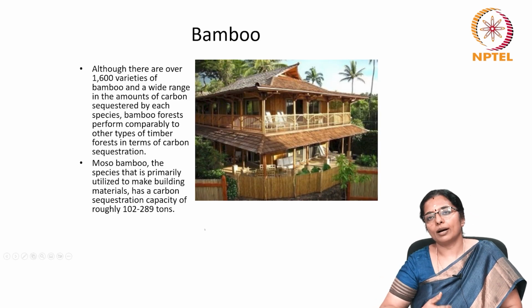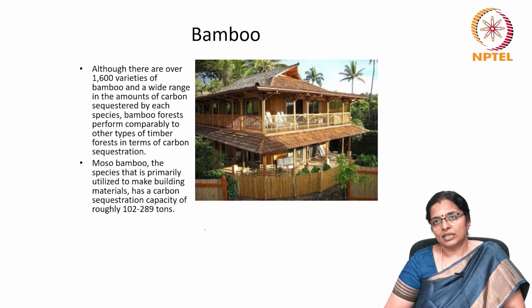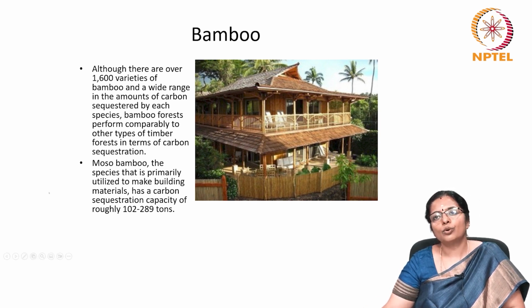Bamboo is another low carbon variety. Although there are over 1600 varieties of bamboo and a wide range in the amounts of carbon sequestered by each species, bamboo forests perform comparably to other types of timber forest in terms of carbon sequestration. Moso bamboo, the species that is primarily utilized to make building materials, has a carbon sequestration capacity of roughly 102 to 289 tons.